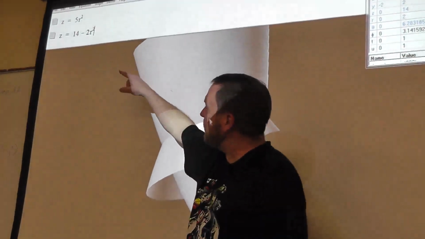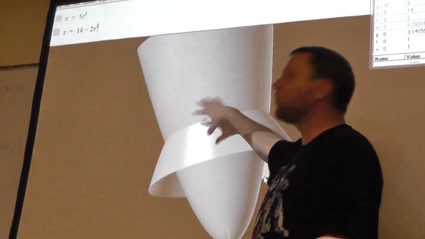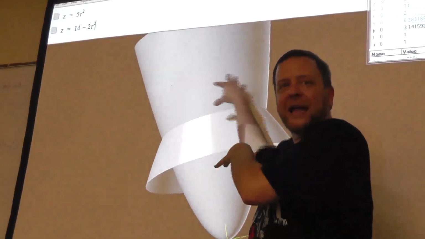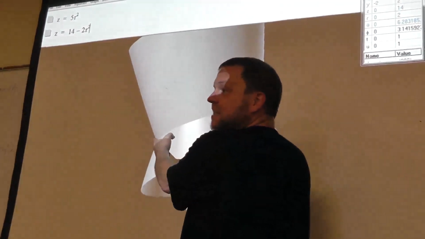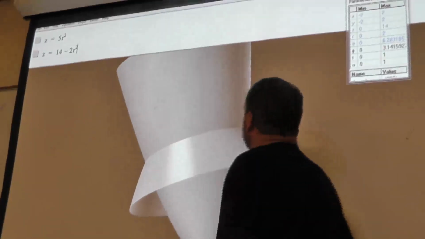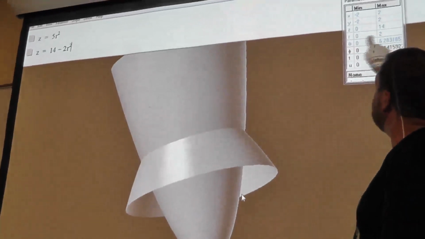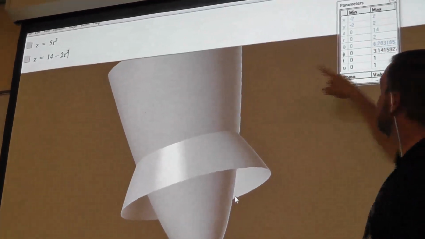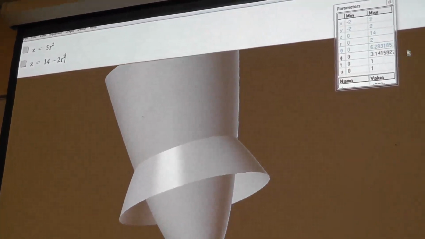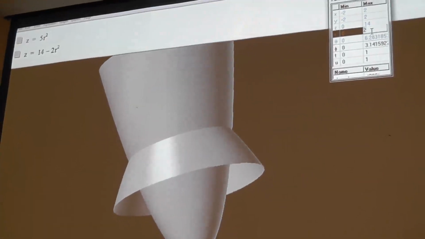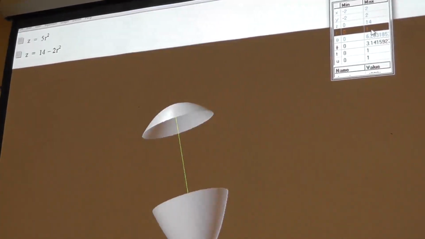The one that's opening downward is from the z-intercept 14, and unfortunately this is opaque, you can't see through it. The z-intercept's at 14, it opens down, and it does intersect this other parabola at some point. So if you notice over here, we can change the values of r that are used. If I change r from 0 to 1, it'll actually slice up the surface. But then notice that's not the full thing.